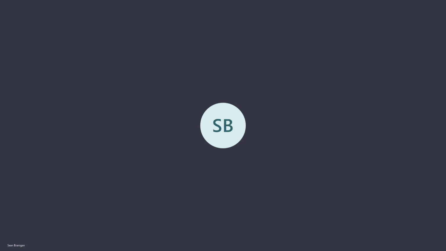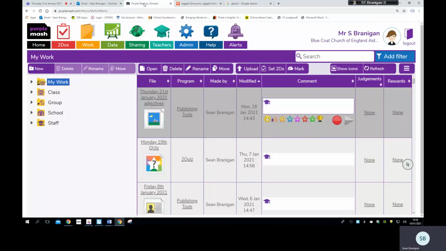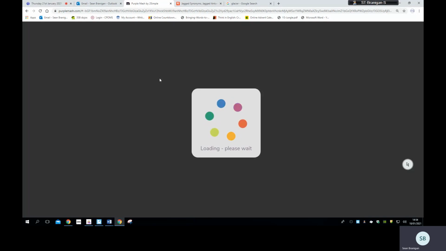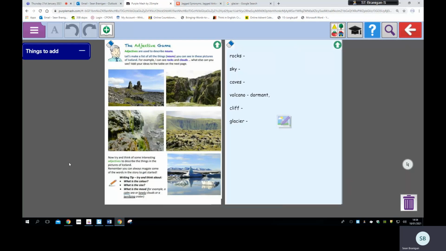Now, I was going to do it at the whiteboard today, but I think it will be easier if I just work on the to-do that you're going to be using. And hopefully then you will understand what you need to do. It's quite a nice lesson today. If I just share my screen with you, you should be able to see what I am talking about. So, you will come on and open up your Purple Mash to-do. And when it opens up, you will be greeted with this. Okay, now you don't need to worry about this on the side. We don't need that.